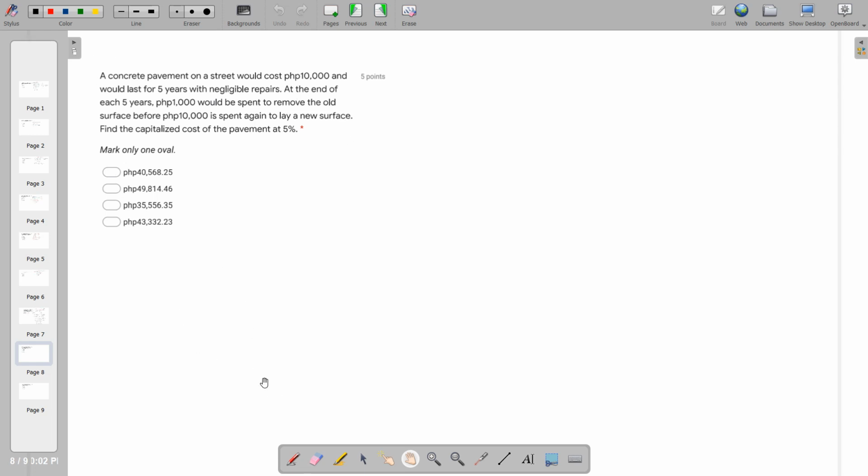So here, meron tayong first cost kagad na 10,000 pesos. So this would last for 5 years. And then, you need 1,000 pesos. Okay? Siyempre, babakbakin mo yung pavement. And then, magsesemento ka ulit at amount of 10,000 pesos. So, ang replacement cost mo ngayon is magiging 11,000. No? So, this would net to 11,000 for your replacement cost.